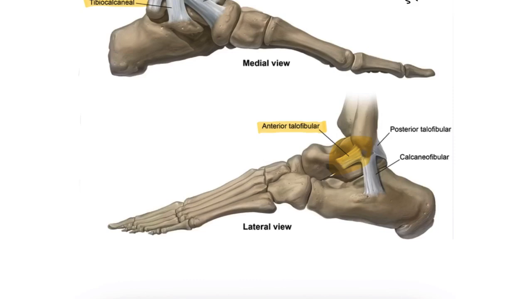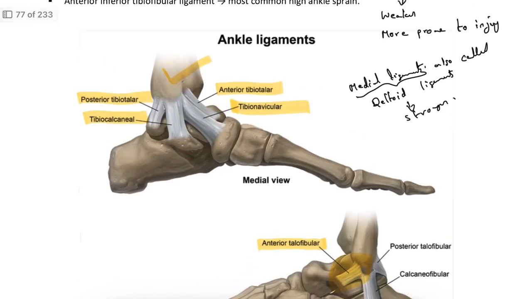So how can we examine this ankle sprain and diagnose it? In physical examination we have to do the anterior drawer test for ATFL, and the talar tilt test for the calcaneofibular ligament.